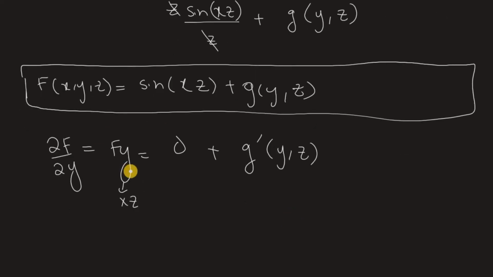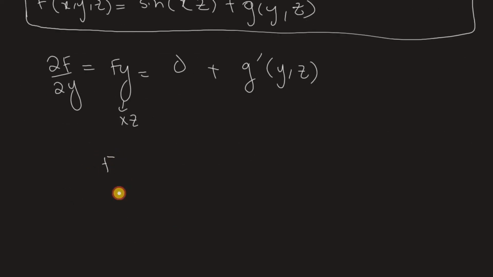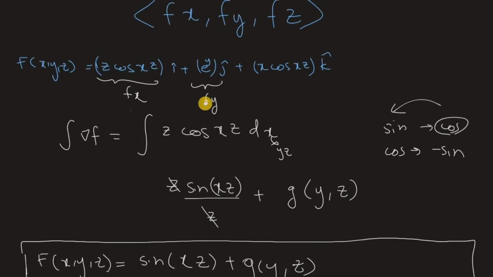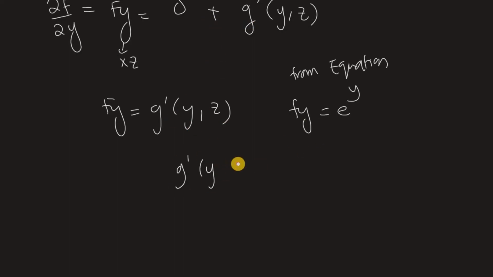Okay, so this is the f of y derived from this equation. Now make this f of y that we got, g prime of yz, equal to the f of y that is given to us in the equation, which is e to the power of y. Okay, so f of y is equal to e to the power of y. This is from the equation. This is the one that we found. Okay, let's make these guys equal.